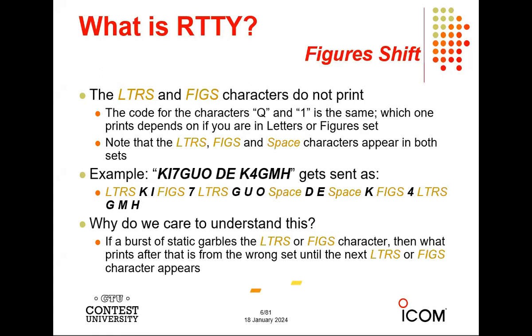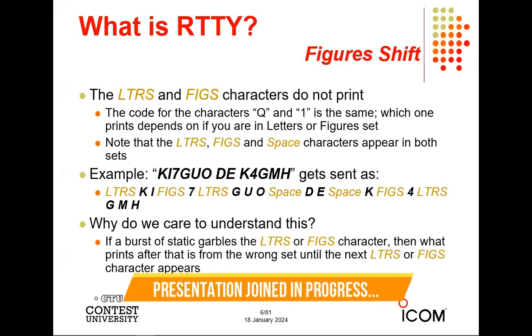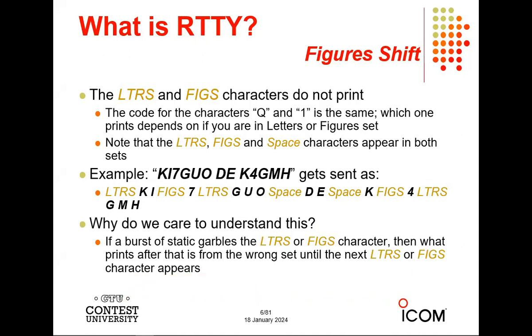There we go. So here's an example of this. If you were sending this call, KI7GUO from K6GMH, you can see that when you come to a number, you have to send a control character to tell the other station that you're now going to be in the other half of the character set. And so that's what you'll see here. I've got in the light font here a letters control character, figures, letters, and so forth as you go through this sequence.